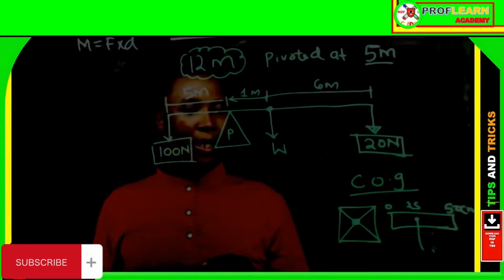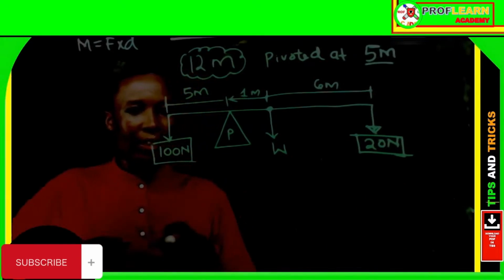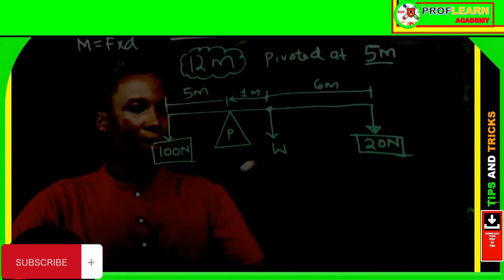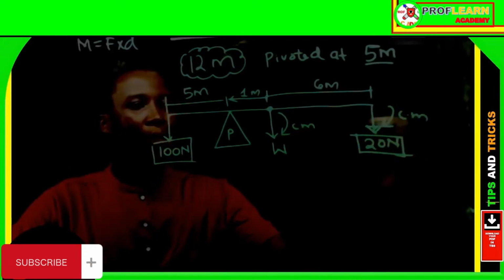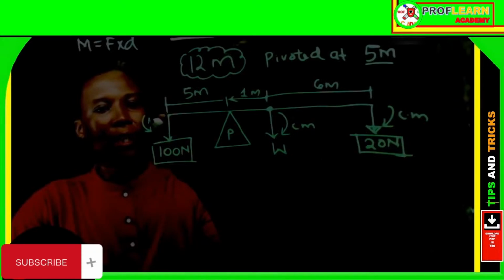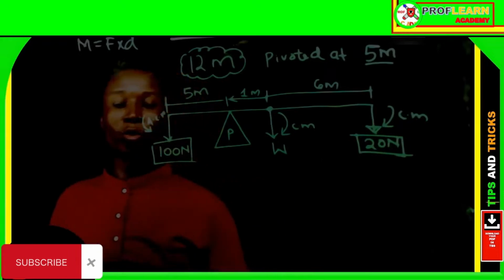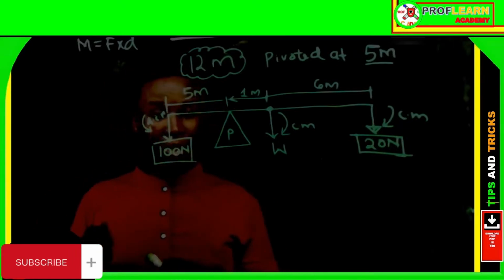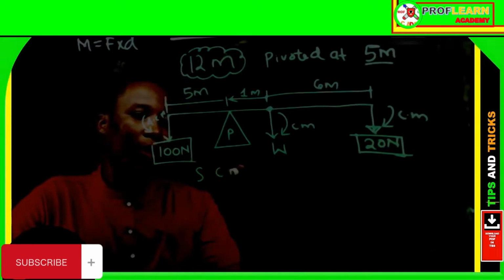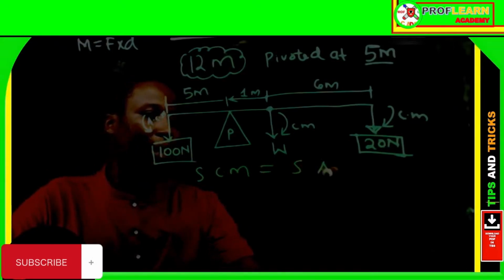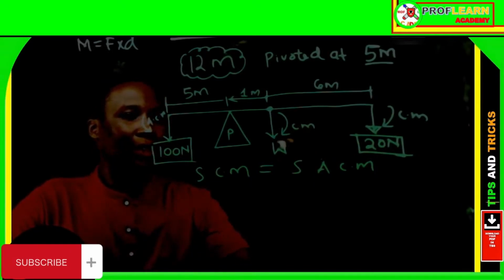Now, in order to work out the weight of this object, you need to know that the weight is also causing a moment, and for that reason is getting a clockwise moment. This one is causing clockwise moment, and this one is causing anti-clockwise moment. Now, when we have all this, we can use the principle of moment in order to work out the weight of this object, whereby we're going to say sum of clockwise moment should be equal to the sum of anti-clockwise moment.